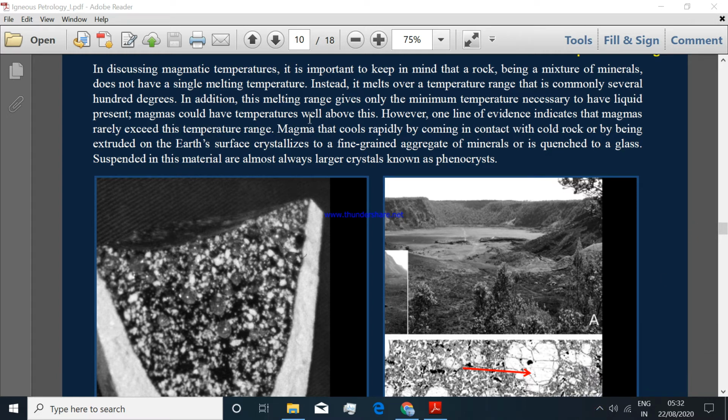So in discussing magmatic temperature, it is important to keep in mind that a rock is a mixture of minerals. It does not have a single melting temperature. Instead, it melts over a temperature range that is commonly several hundred degrees, because a rock is composed of multiple minerals, and there are contact regions of different minerals, suppose A, B, C in the rock. The rock will first melt in positions where different minerals are in contact with each other. Why?